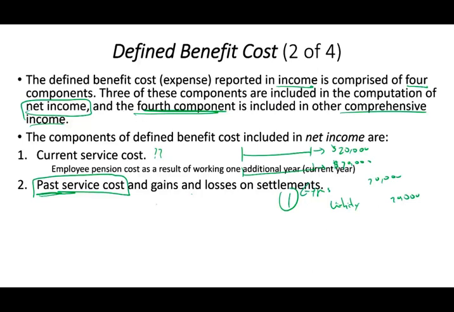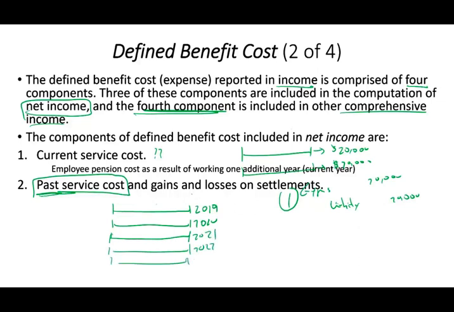Okay. Let's assume you work for a company. Today's year is 2019. You started to work for this company in 2019. This is a small company. They just started. So you work 2019, 2020, 2021, 2022, and 2023. By year 2023, this company grew, and now they really have money and they want to have a pension plan for their employees. In 2023, they decided to start a pension plan.